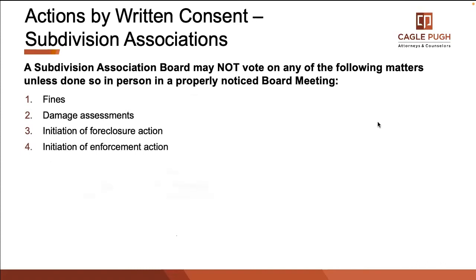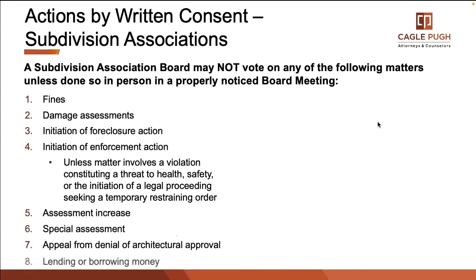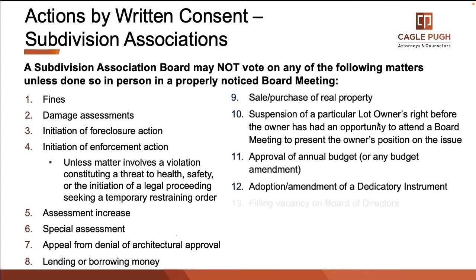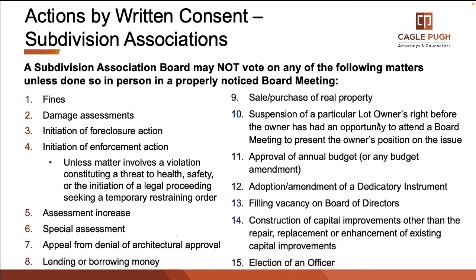Now, with respect to a subdivision association, you may not vote on any of the following matters unless it's at a properly noticed in-person board meeting. I'm not going to read all 15 of those, but just understand that there's this list of 15 things that if you are a subdivision association, you may not deal with in an email vote, in an electronic meeting, in a telephone meeting, in any other way besides having an actual meeting where everybody can hear each other and vote.